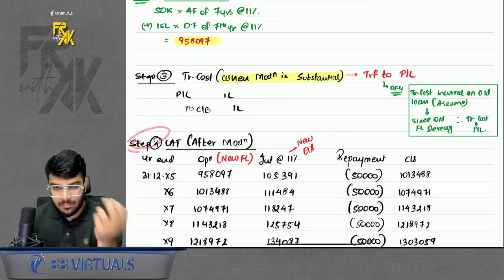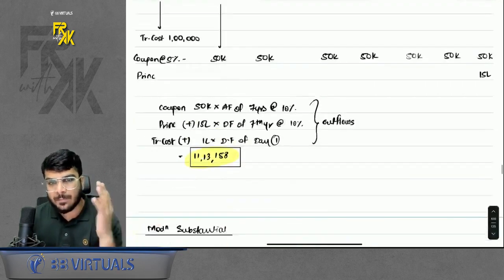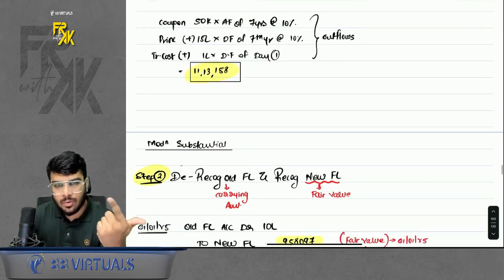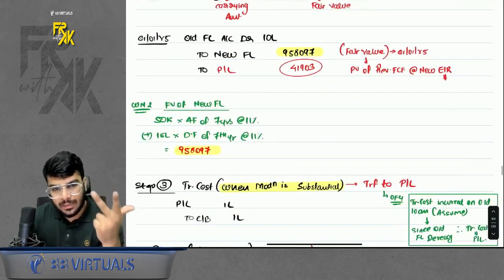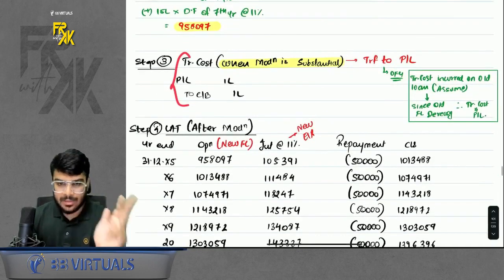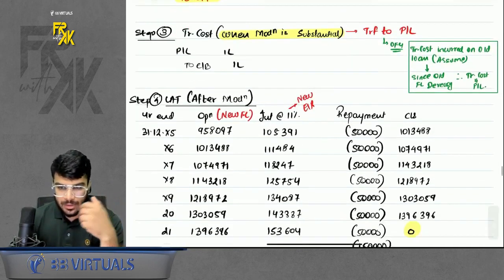Okay, then you will prepare step number 4, LAT. So what are the steps? Summarization. Step number 1, check substantial or not. If it is substantial, remove the old FL, record the new FL. Then transaction cost will be transferred to profit and loss, and the last step is LAT after modification.